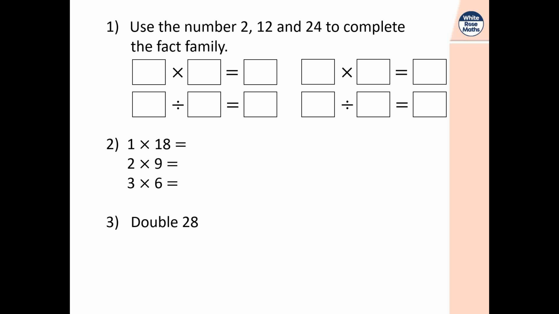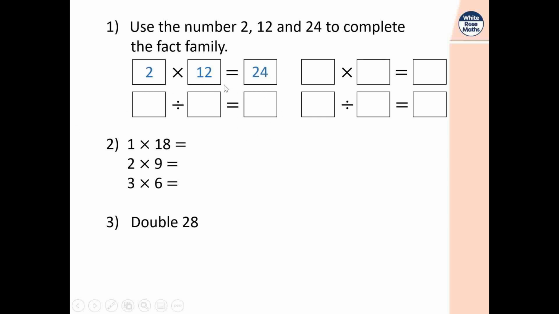So here we have some equations with missing numbers. Use the numbers 2, 12, and 24 to complete the fact family. So we have to put these three numbers in all the blank spaces. What could we put here? Something times something equals something. Well, it's a multiplication, so it's a good idea to have the largest number at the end. 2 times 12 equals 24. If it's a multiplication, then the larger number will be here.